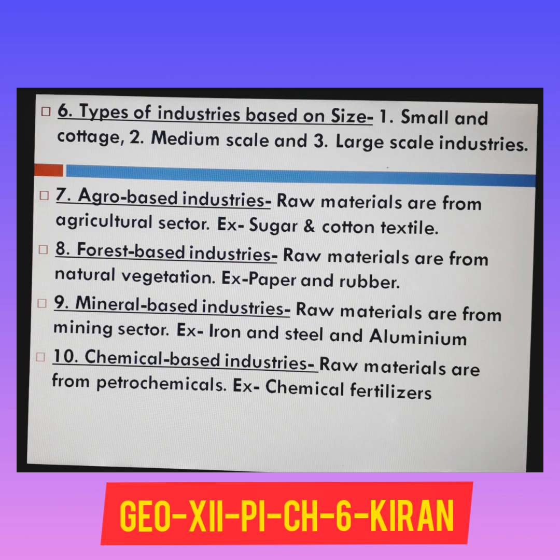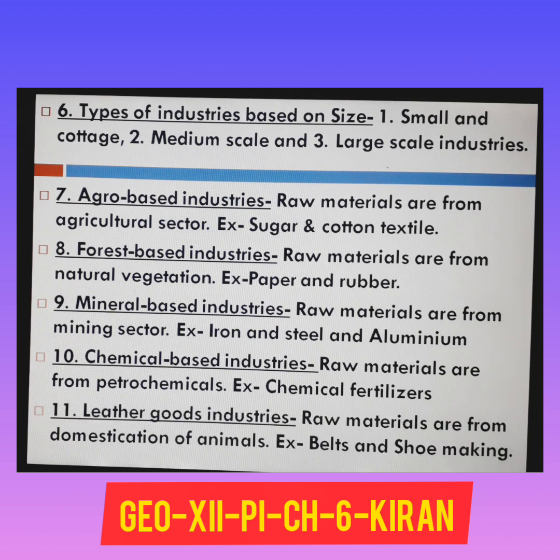Chemical-based industries, they get the raw materials from the petrochemicals. Example, chemical fertilizer industries. Leather goods industries, these industries get raw materials from the domestication of animals. They are also called animal-based industries. Example, making of belts, shoe, etc.